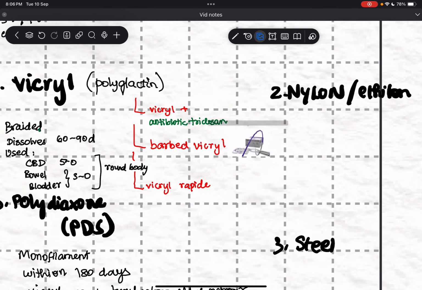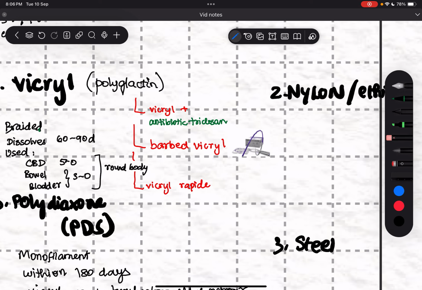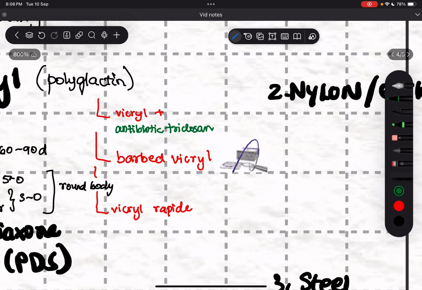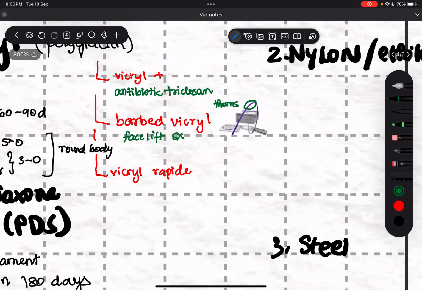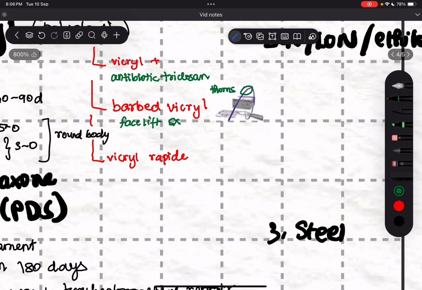Barbed vicryl image. This barbed vicryl has got thorns. Have a look at this. These have got thorns, and it is used in facelift surgery. And the disadvantage is that it is painful.